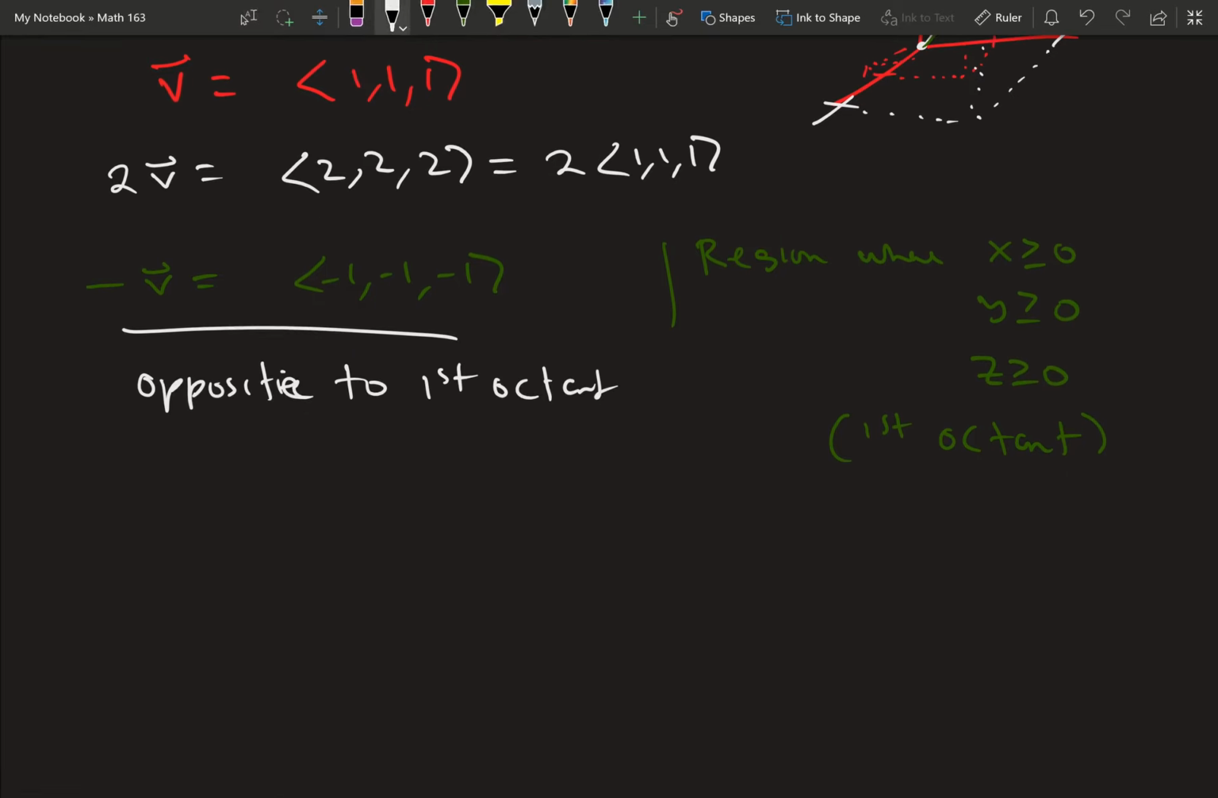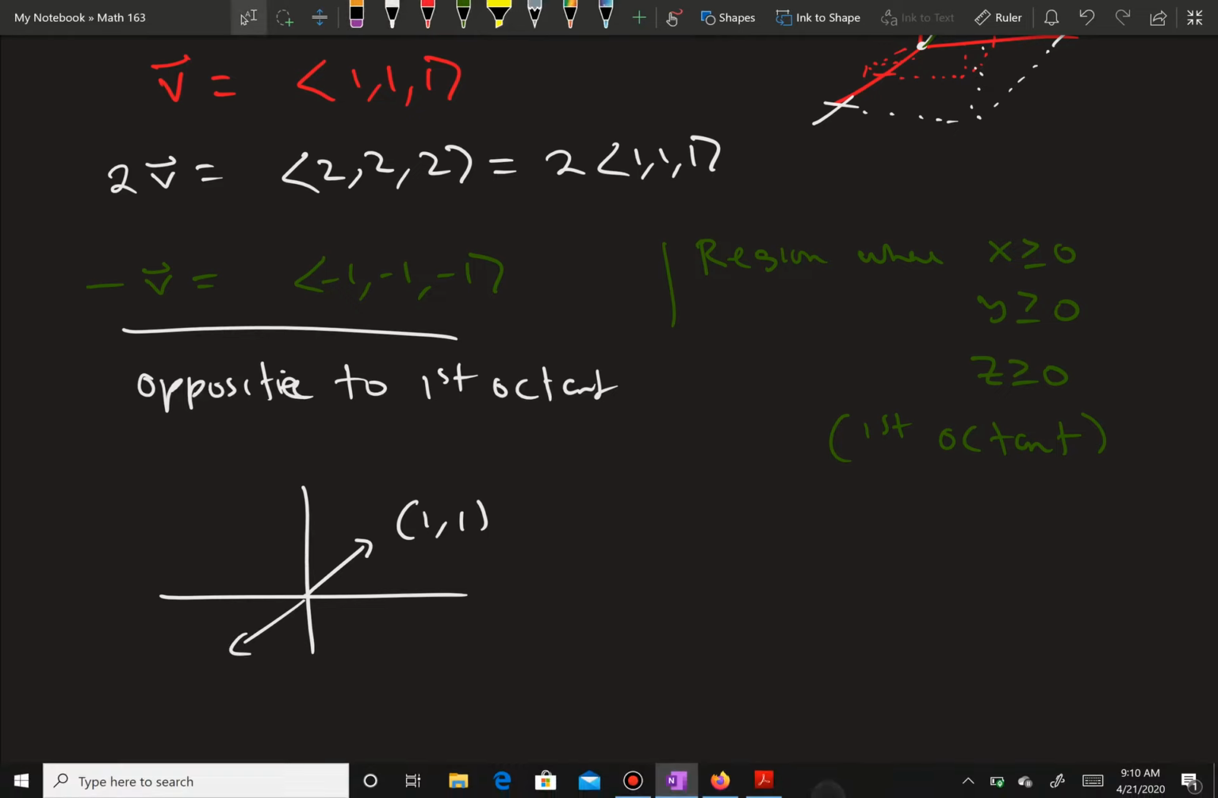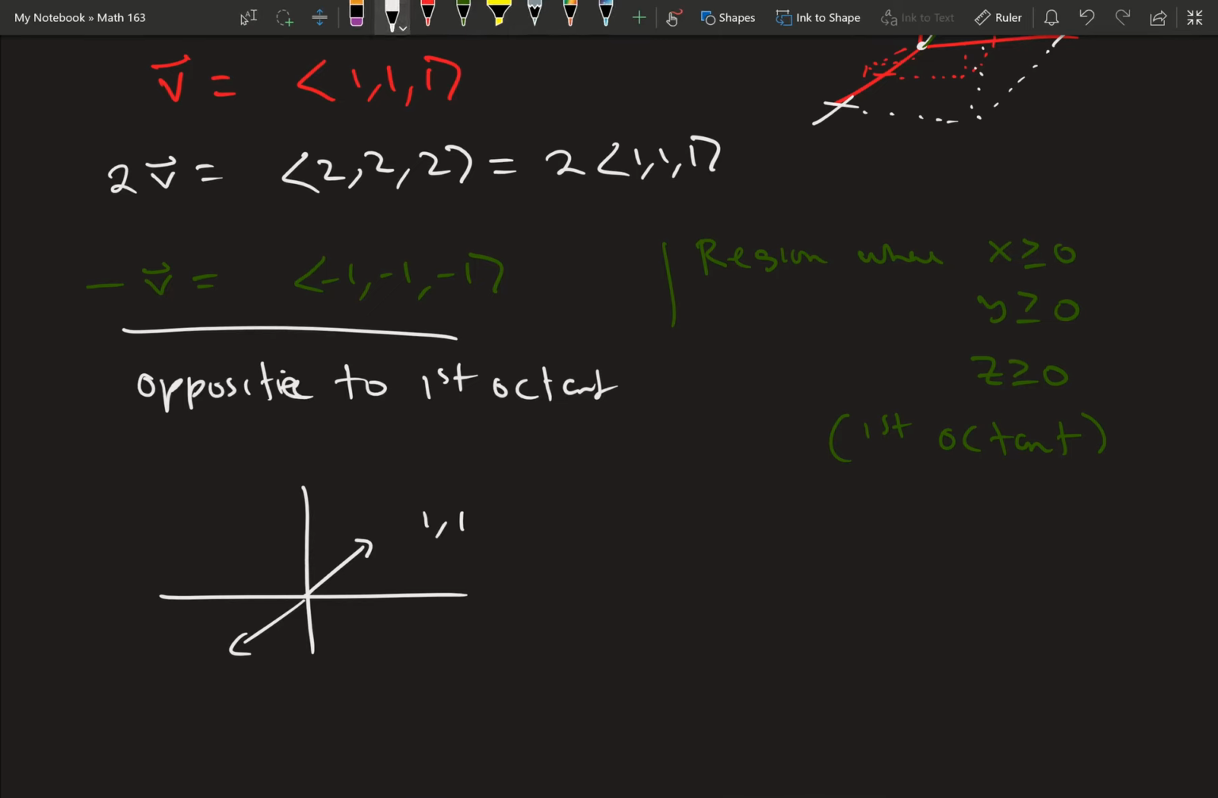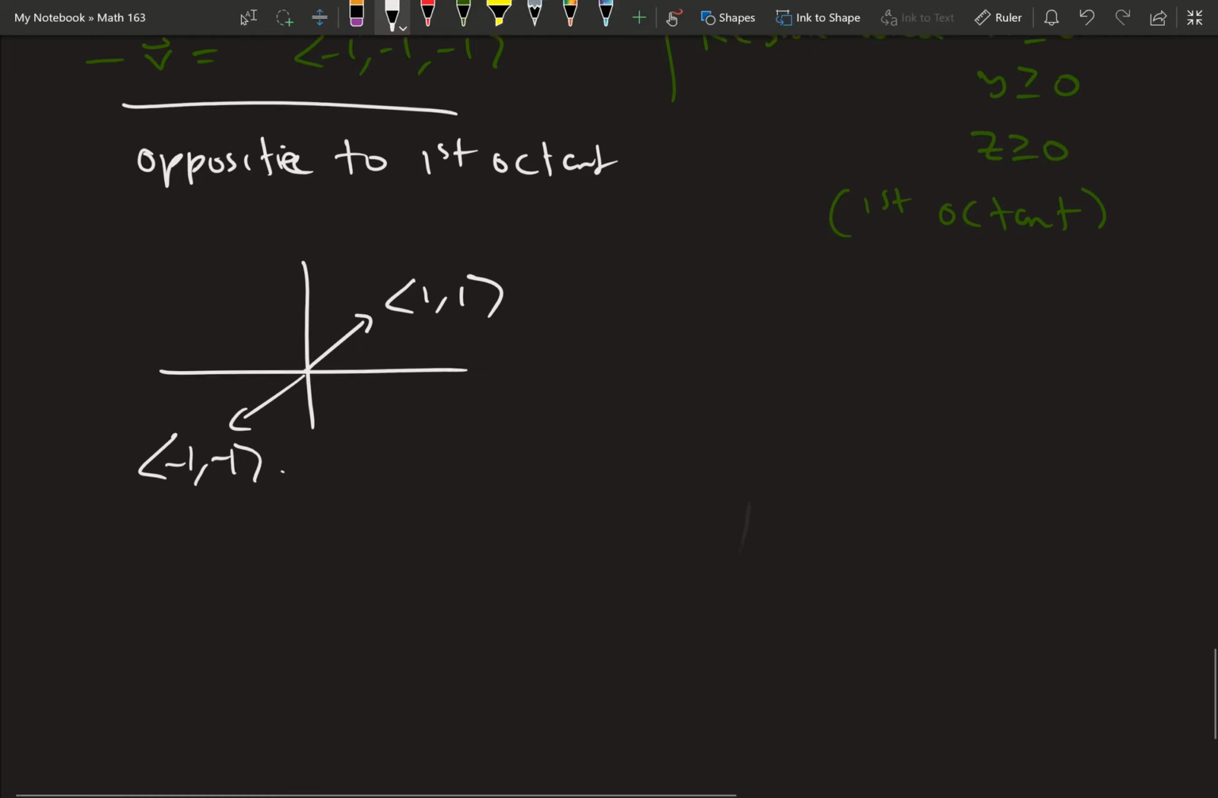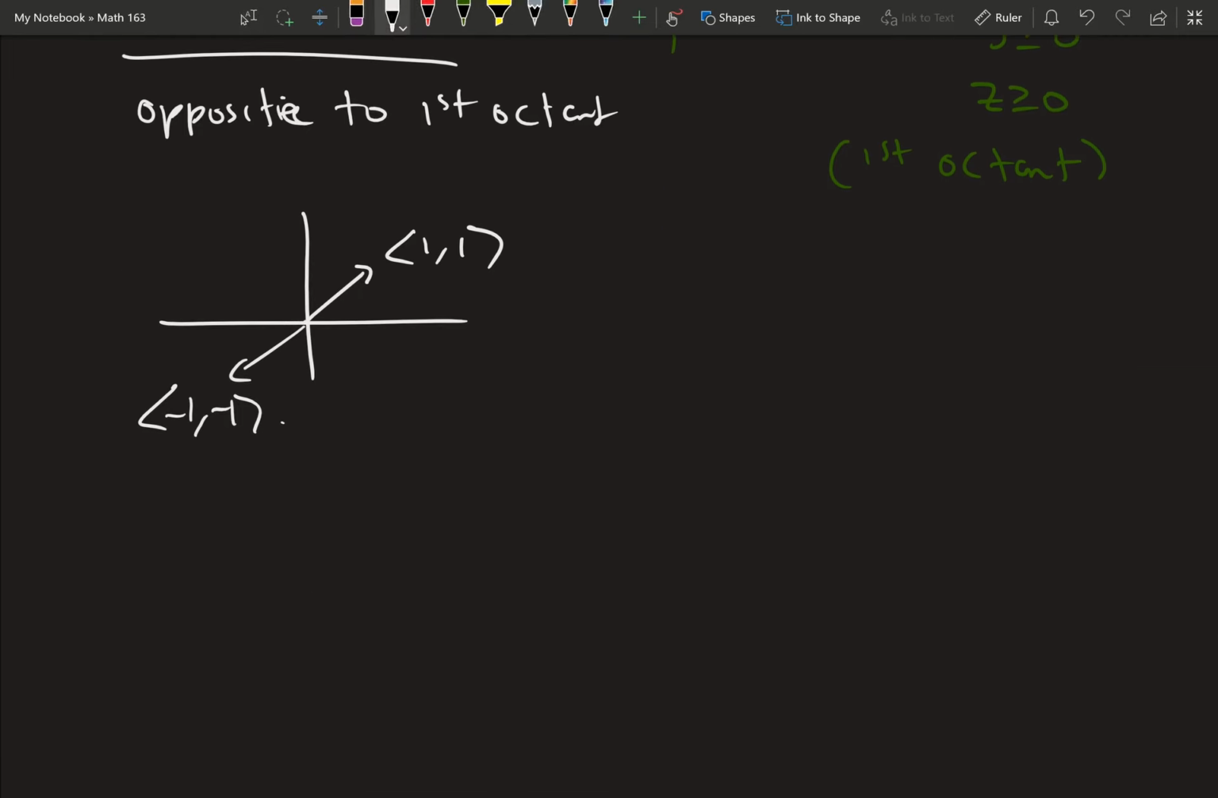Let me just write, at least in R2 it's straightforward, right? ⟨1, 1⟩ is right here, and then negative ⟨1, 1⟩ should have angular brackets here. And this is ⟨-1, -1⟩. Okay, all right. Let me just state a couple more things here before we stop.